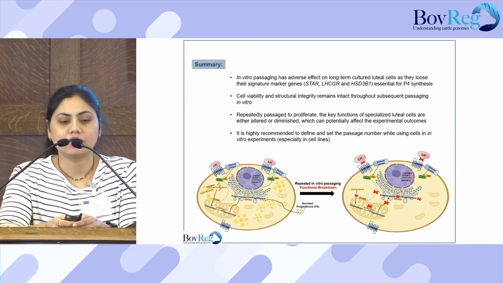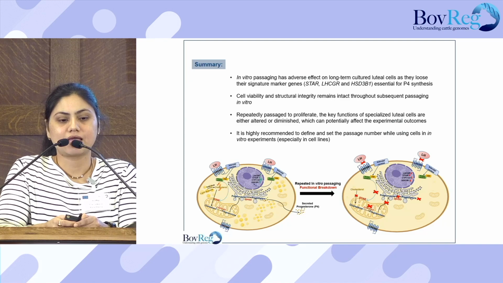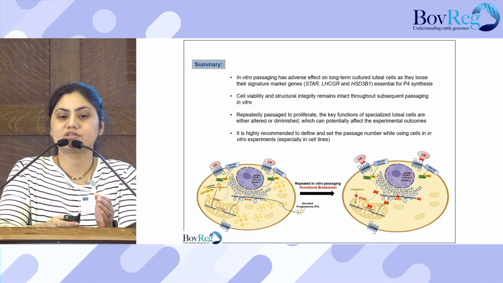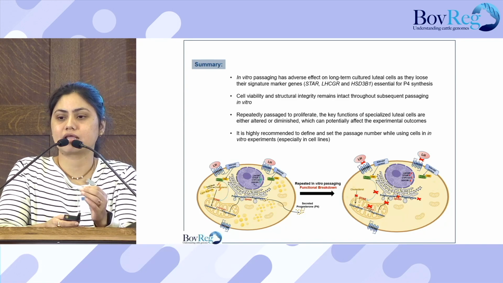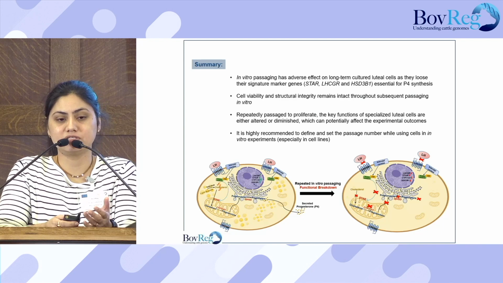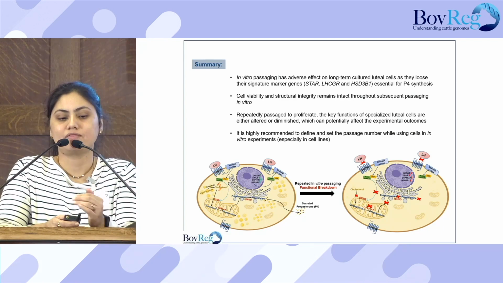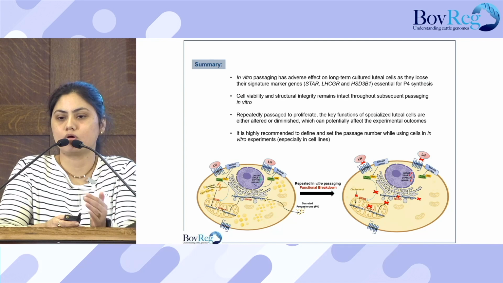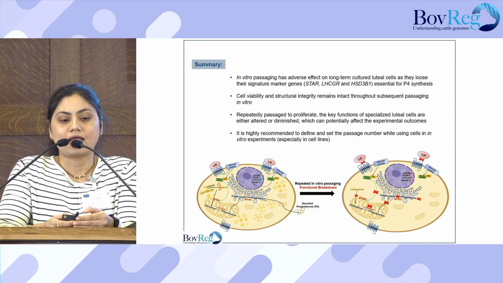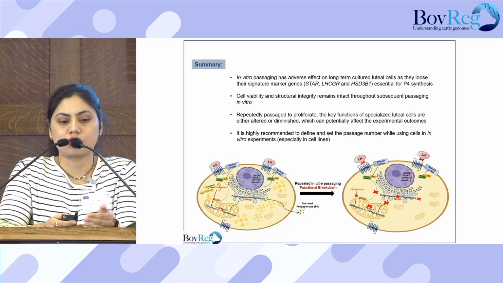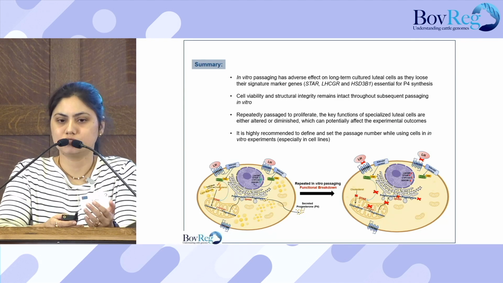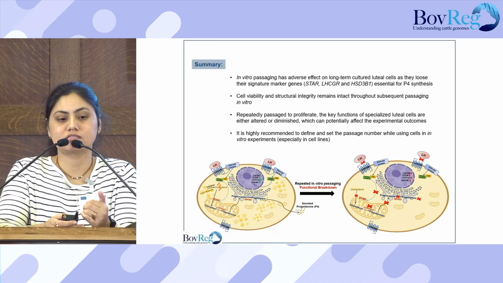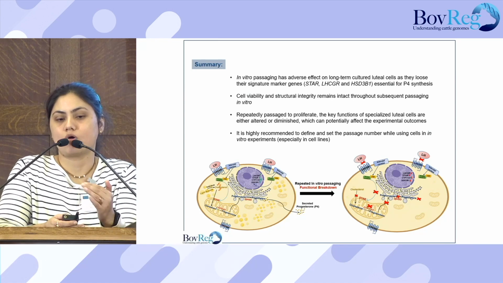So in summary, we can say that in vitro passaging has an adverse effect, at least on the signature molecules of the luteal cells. However, a few functions like the structural integrity and the cell viability are retained, and they do not get altered even if the passage number is increased. And repeated passaging to proliferate the cells means the key functions of specialized cells, such as luteal cells, either diminish or are altered.